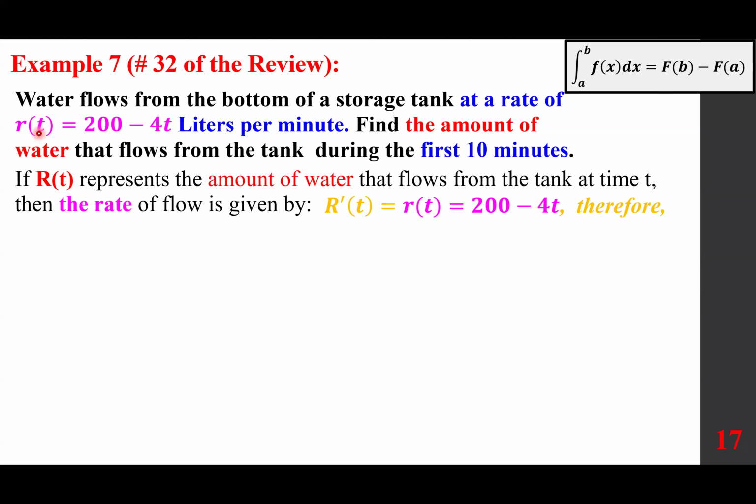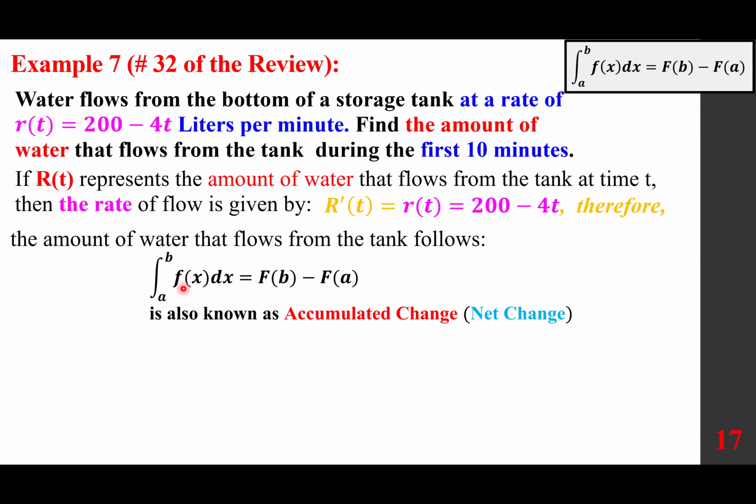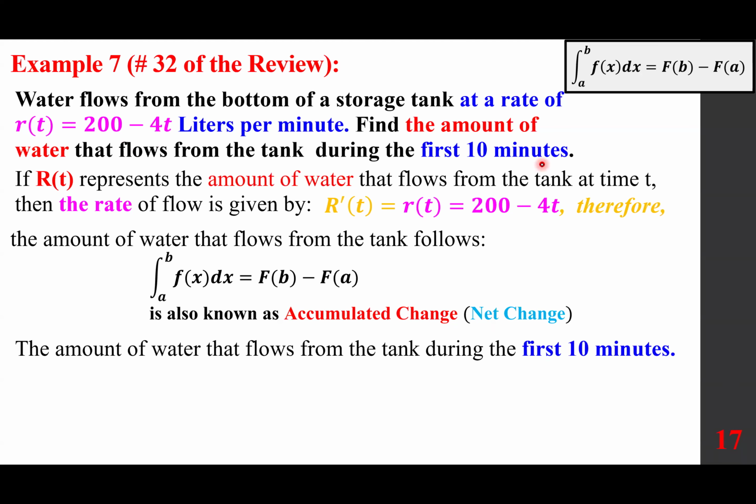So the amount of water follows what we call an accumulated change. Therefore, the amount of water that flows from the tank follows the integral from a to b of f of x dx, capital F of b minus capital F of a, which is also known as the accumulated change or net change theorem. We are interested in this for the first 10 minutes. So the integral from a to b of f of x dx becomes the integral from 0 to 10 of 200 minus 4t dt.